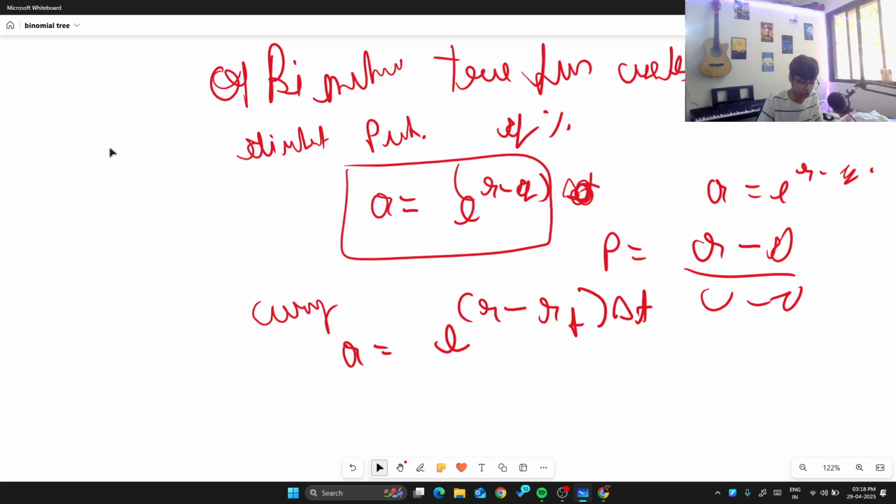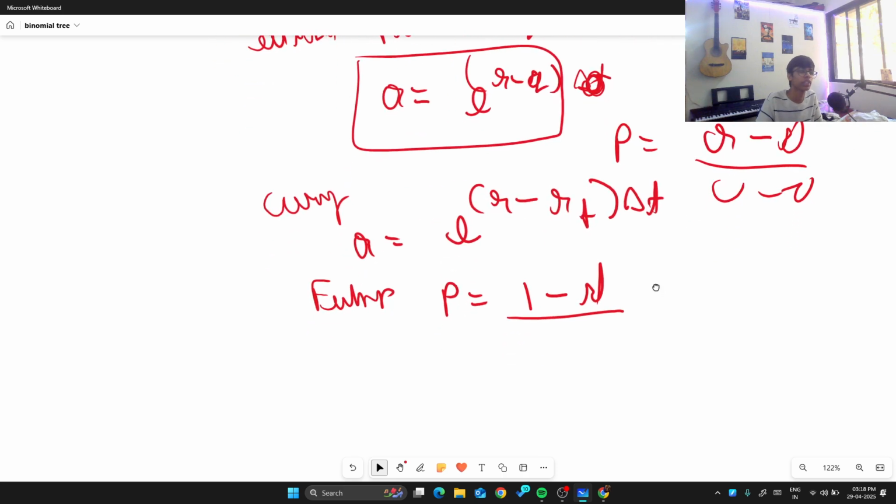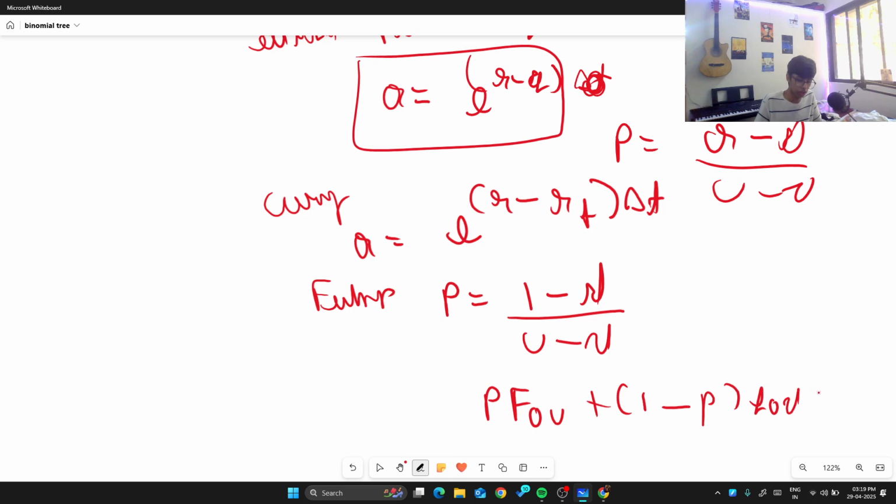For a futures option, the probability would be given by (1 - d) over (u - d), because there is no initial cash or premium required to enter. So the formula would be F0 u p plus F0 d (1 - p) equal to F0, right? Yeah, that's how it works. And that's it.